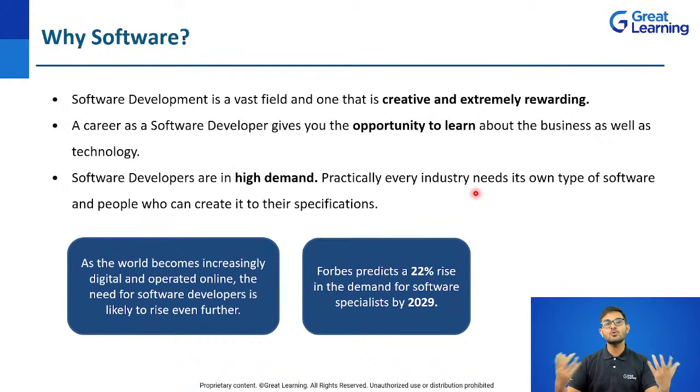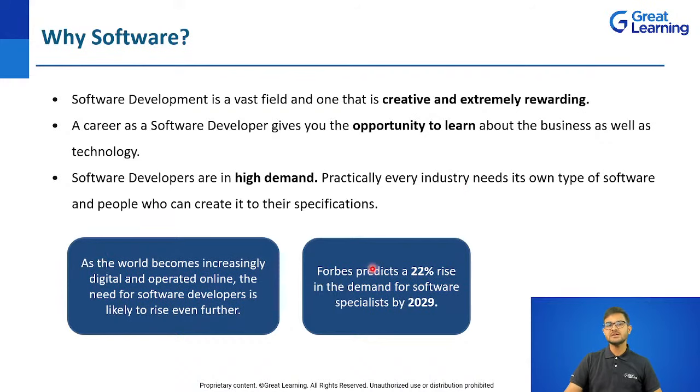Right? And similarly, when you go to a website, maybe the website of any other brand as well, what are the different things that you are able to see on the website? That's the job of a front-end developer, right? And what goes behind that? The behind-the-scenes work is done by a back-end developer. And when you combine both those fields, there comes the full-stack developer. All those things come under software, and eventually every industry, every company will need its own type of software and people who can create it to their specifications.